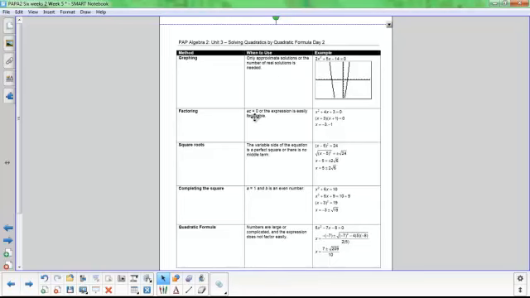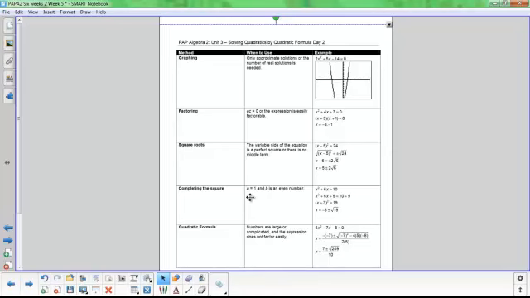Factoring is when you have an expression that is easily factorable. Okay? And when you're using square roots, you'll notice that you have a perfect square trinomial, and then on the other side of the problem you have a number that is easily solved by simply using a square root.